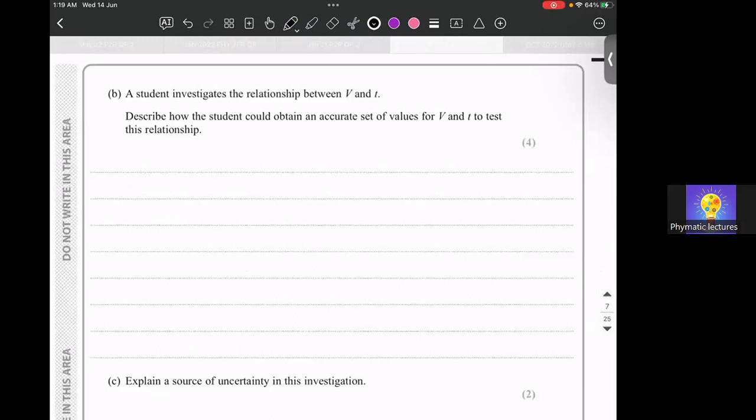Now, part B question. A student investigates the relationship between V and t. Describe how the student could obtain an accurate set of values for V and t to test this relationship. So we need to write all the points associated with this.